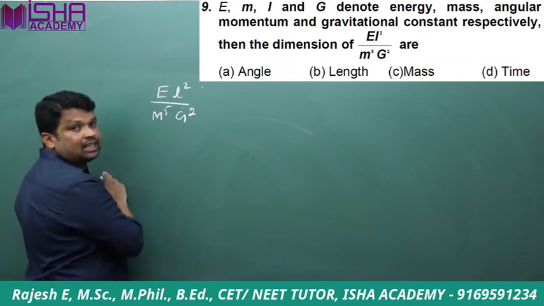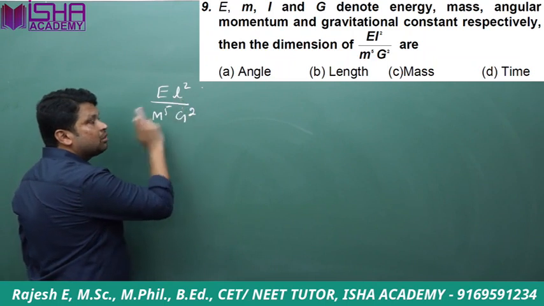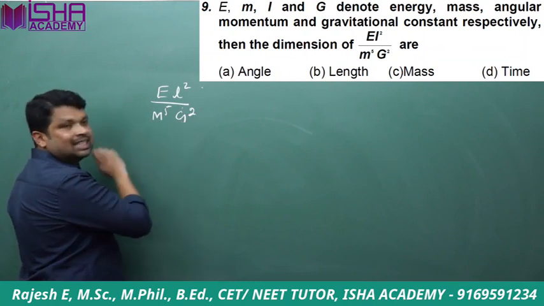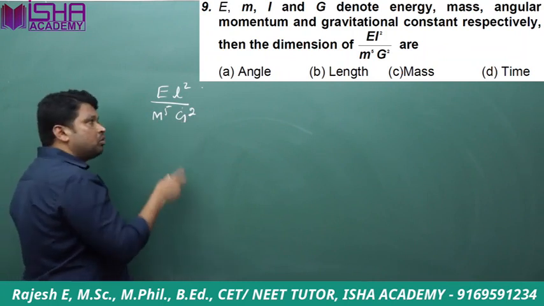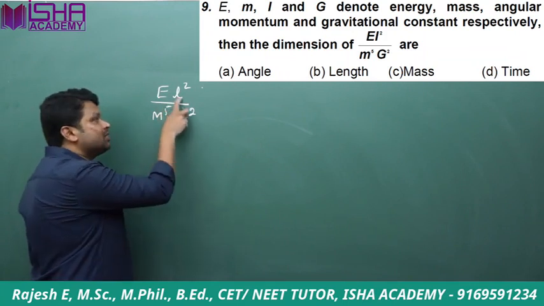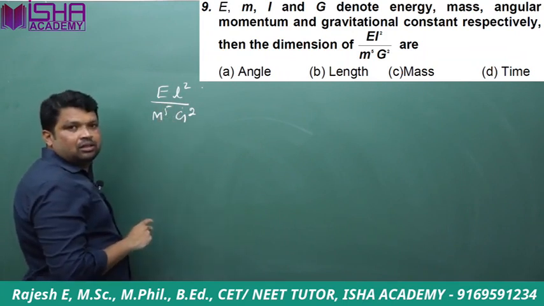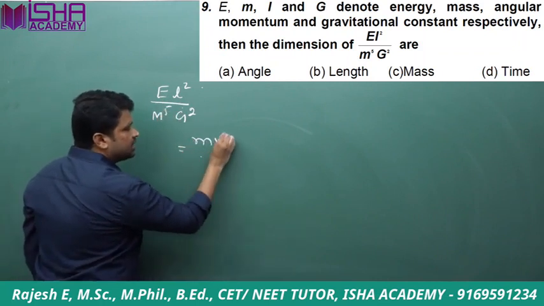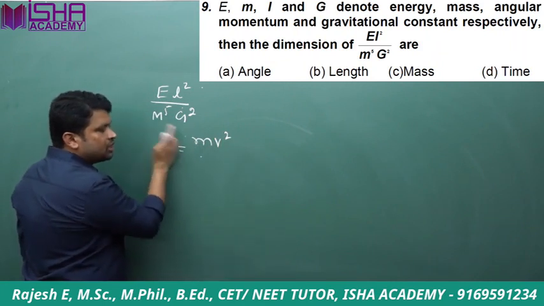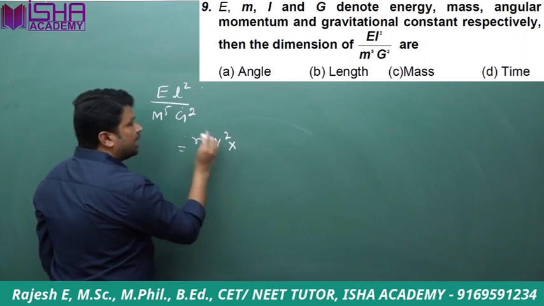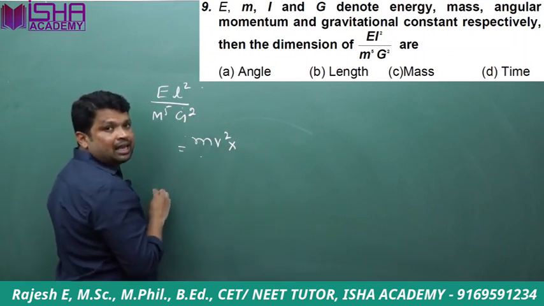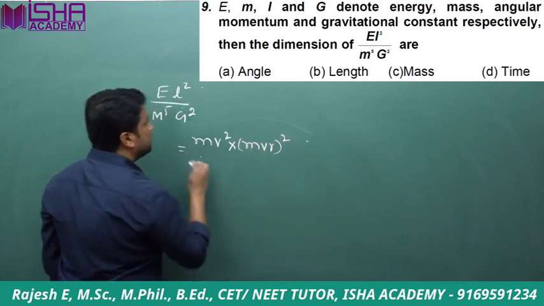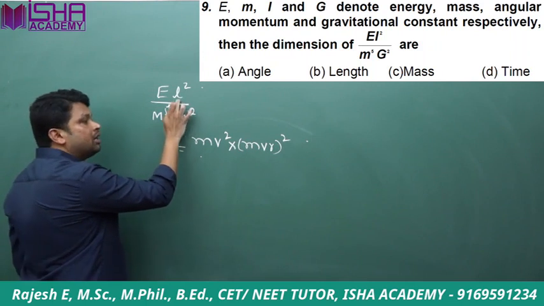See here, E is energy, L is linear momentum or angular momentum, m is mass, g is gravitational constant. We have to substitute the dimensions of all these physical quantities, right? See, E is energy, which is half mv square, half is dimensionless, multiplied by L, which is angular momentum, and that angular momentum is mvr whole square.